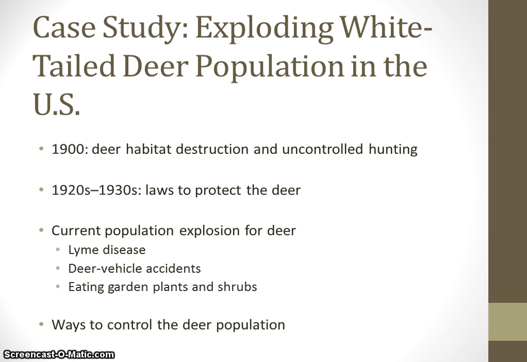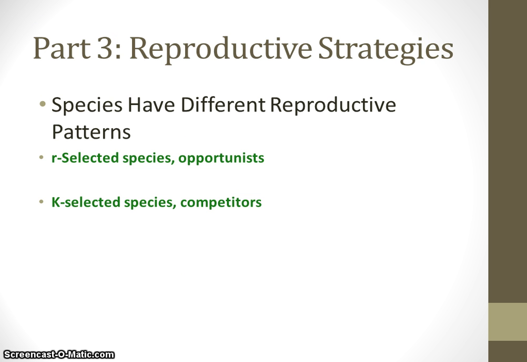The problems with that related to humans are an increase in Lyme disease, deer vehicle accidents, and deer eating garden plants and shrubs. Obviously that one is not nearly as important as the Lyme disease and the accidents. And so we have to think of ways to control the deer population. So one thing people have considered is let's reintroduce the wolf, reintroduce the predator that puts that top-down control on the deer population.